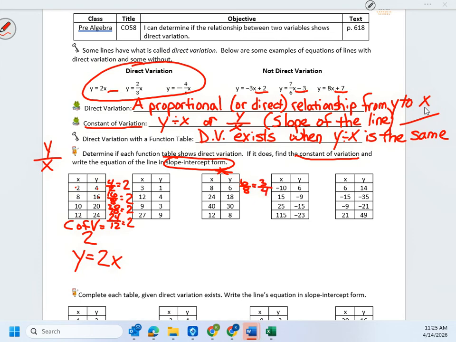What's my next one? Holly? 18 divided by 24, what does that simplify down to? What's my next one? Clara? 30 divided by 40. What does that simplify down to? And what's my next one? Laura? What does that simplify down to, Laura?